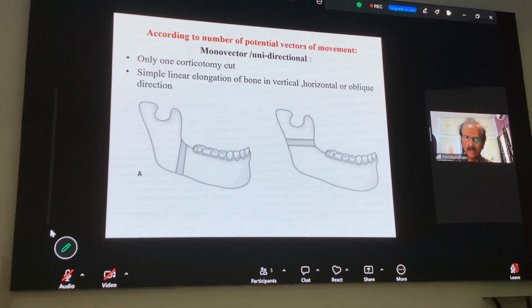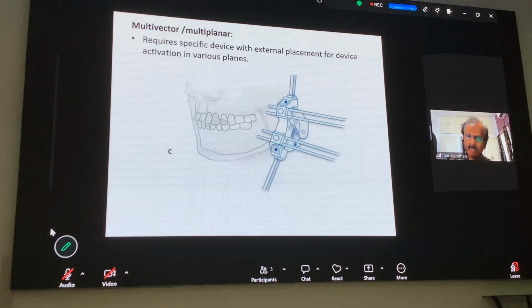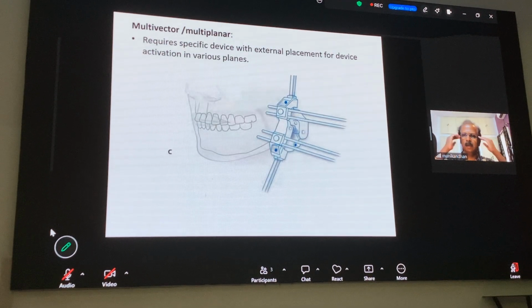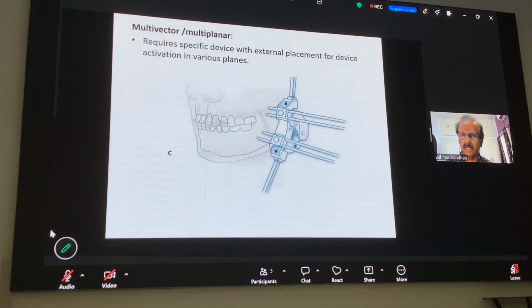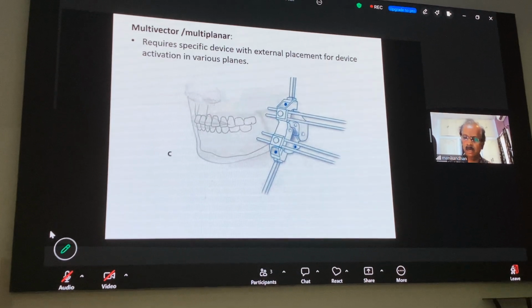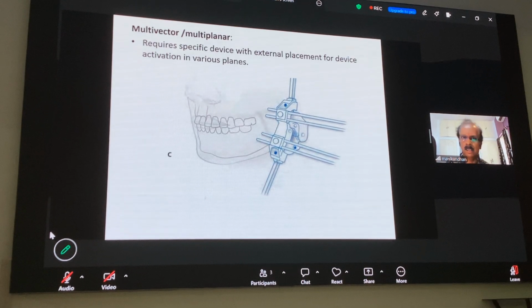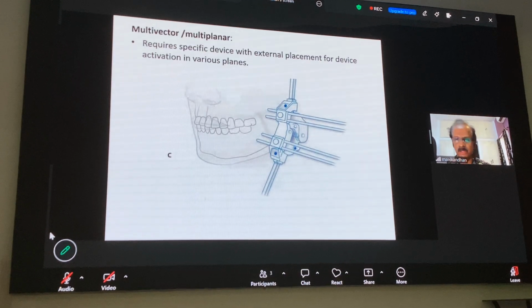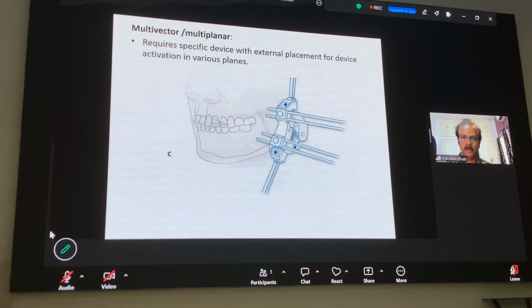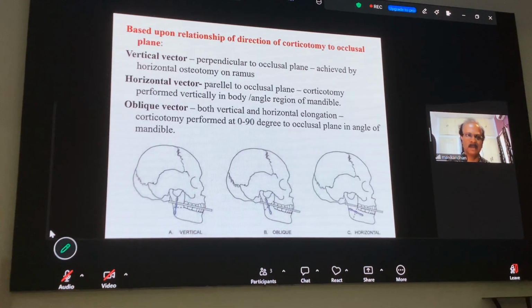First one was only one direction. This one is both the 2 directions. And there are multi-directional distractors. That means it can come down, can come forward, you can move left, right, everything. So all directions, this is multi-directional distractors. So all types of distraction devices are there. A good distractor is also available in India, some companies make it. If you want to buy from outside, it will be very expensive, but very reliable and you can use it as many times as you want.